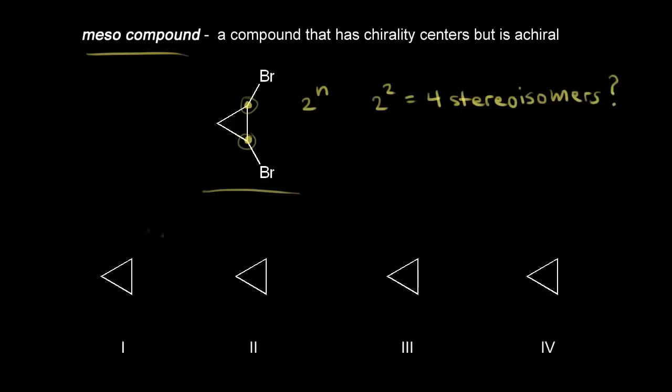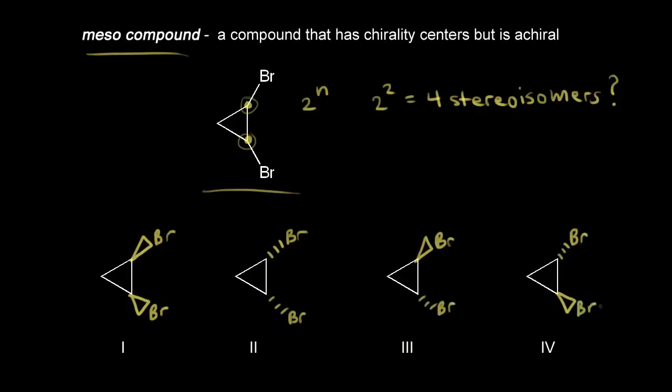Our first stereoisomer could have both bromines coming out at us in space. So let me go ahead and draw that in. For the second possibility, we might have both bromines going away from us in space. So I'll draw that in there. For the third possibility, we could have 1 bromine up and 1 bromine down. So I'll put those in. And for the fourth, just reverse them. Have the top bromine down and the bottom bromine up, like that.